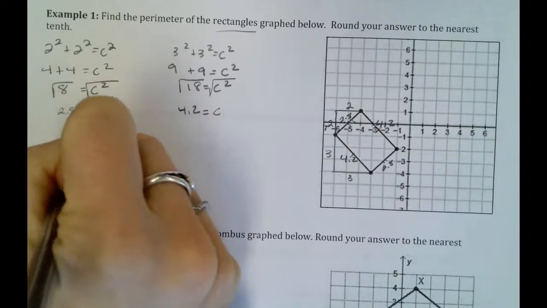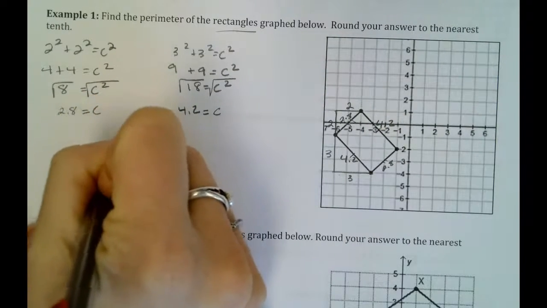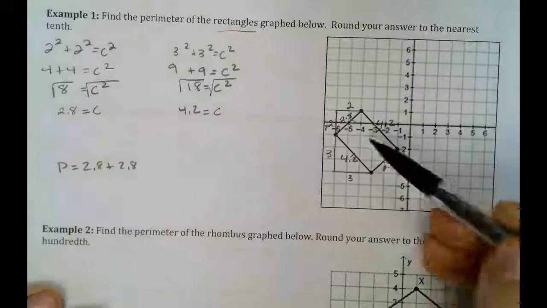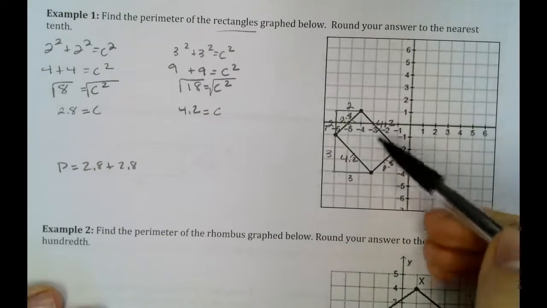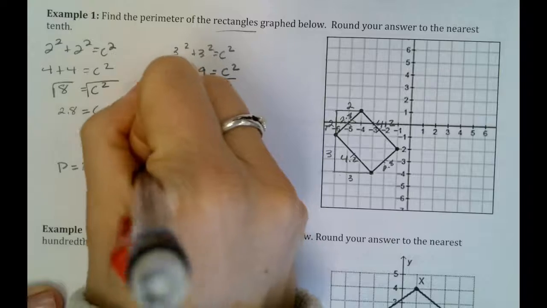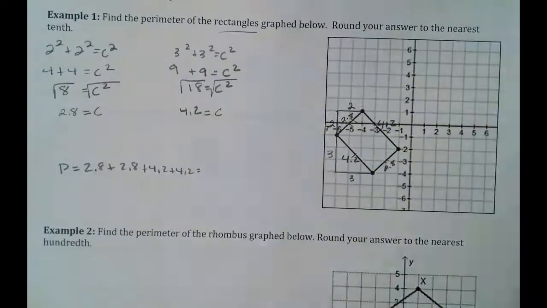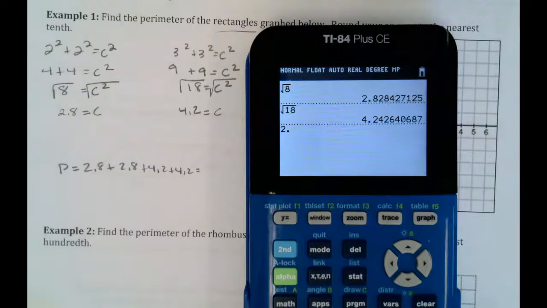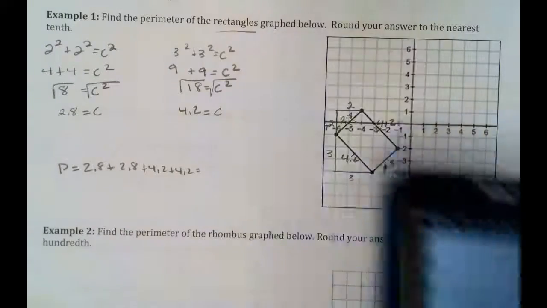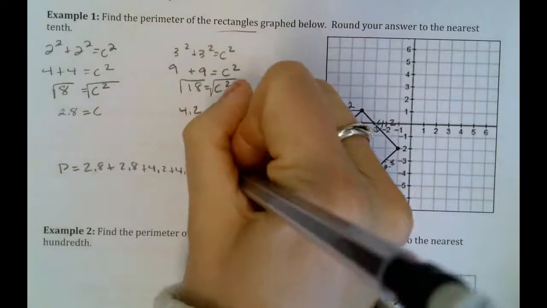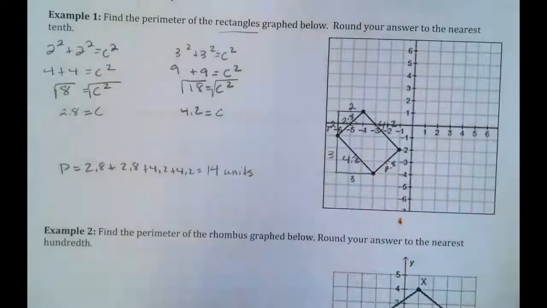So to get our perimeter, we're going to do 2.8 plus 2.8. That's these two sides here, and then 4.2 plus 4.2. So our total perimeter is 14. And we'll put our measurement in units.